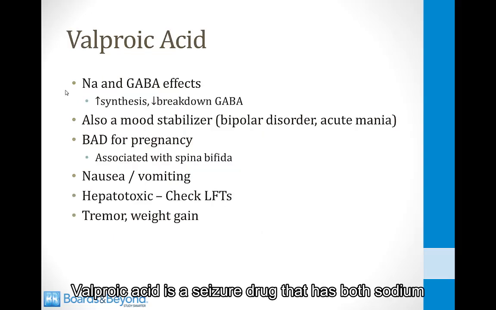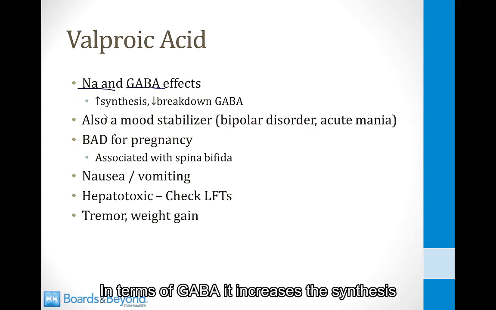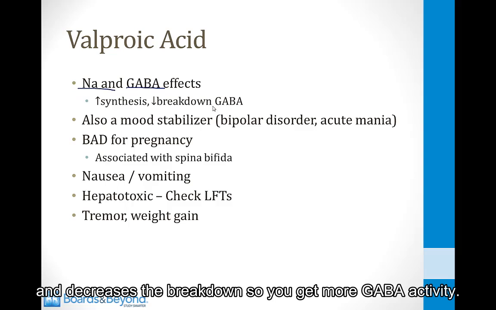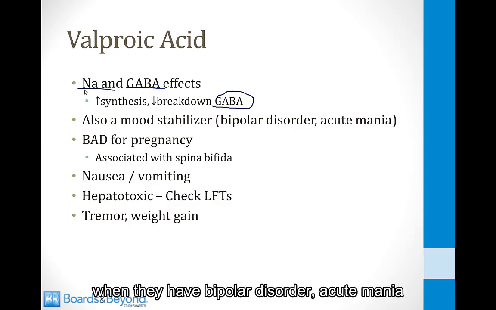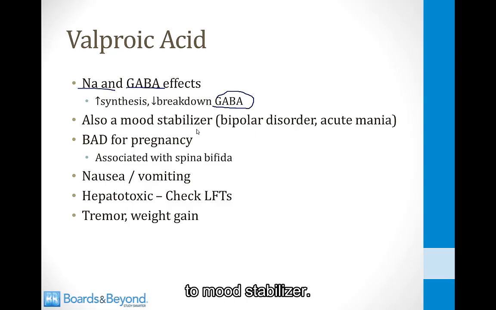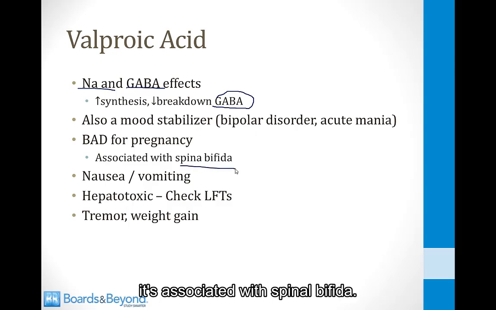Valproic acid is a seizure drug that has both sodium and GABA effects. In terms of GABA, it increases the synthesis and decreases the breakdown, so you get more GABA activity, but then it also has effects on sodium channels. In addition to seizures, people are given this when they have bipolar disorder or acute mania. It's a mood stabilizer. It's very bad for pregnancy. I said this a few slides ago. It's associated with spina bifida. It's high yield to know that for your boards.